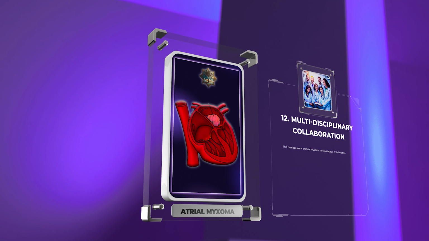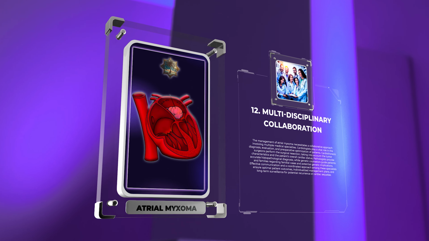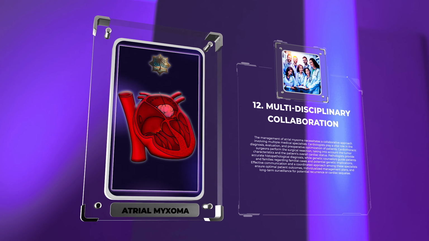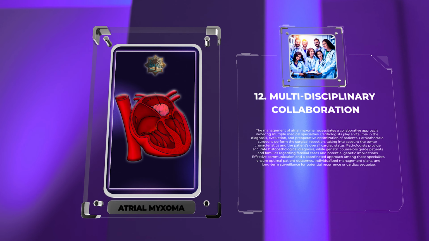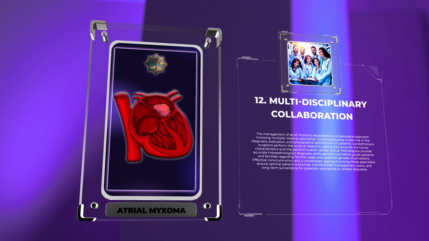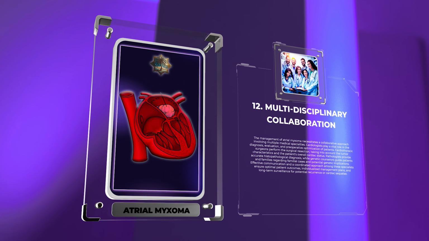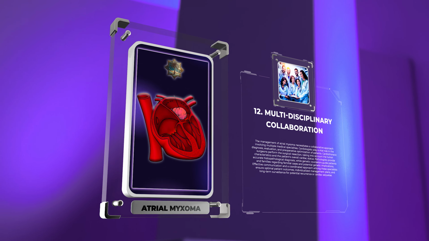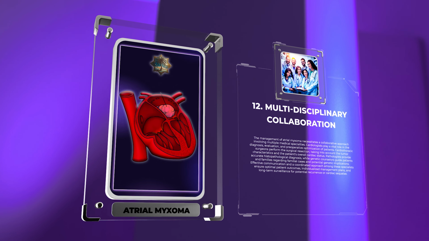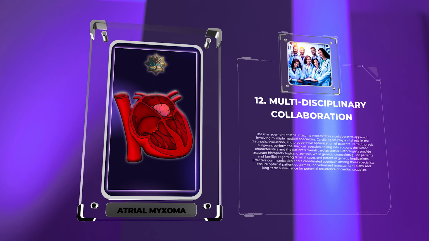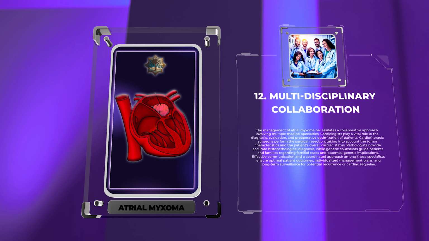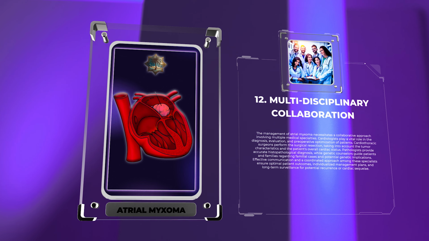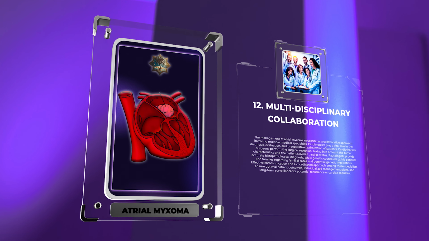The management of atrial myxoma necessitates a collaborative approach involving multiple medical specialties. Cardiologists play a vital role in the diagnosis, evaluation, and preoperative optimization of patients. Cardiothoracic surgeons perform the surgical resection, taking into account the tumor characteristics and the patient's overall cardiac status. Pathologists provide accurate histopathological diagnosis, while genetic counselors guide patients and families regarding familial cases and potential genetic implications. Effective communication and a coordinated approach among these specialists ensure optimal patient outcomes, individualized management plans, and long-term surveillance for potential recurrence or cardiac sequelae.